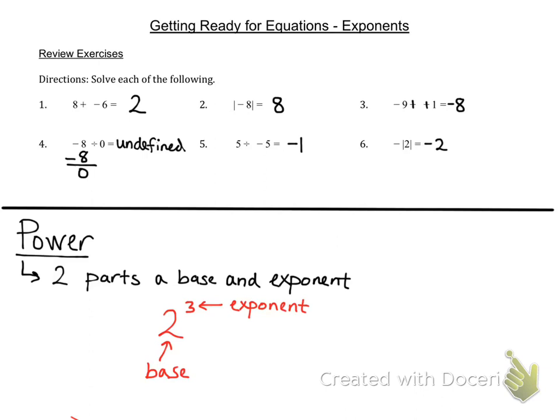So we're going to look at exponents today, and actually what we normally think of as an exponent is actually called a power. And a power has two parts, a base and an exponent. The base is the bigger number, and the exponent is the little number at the top right corner.